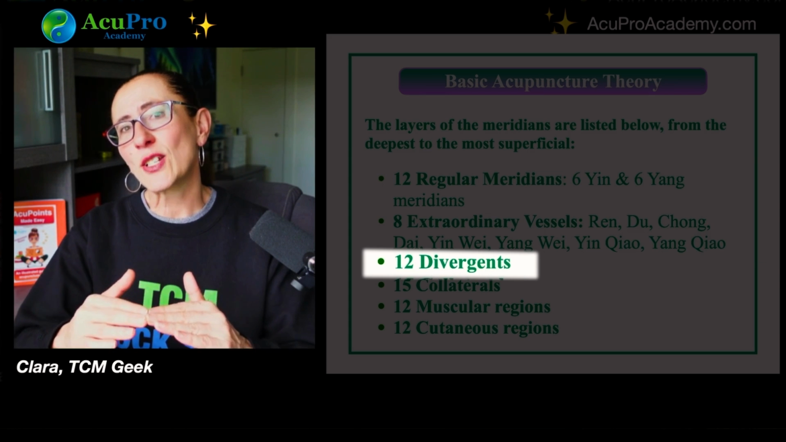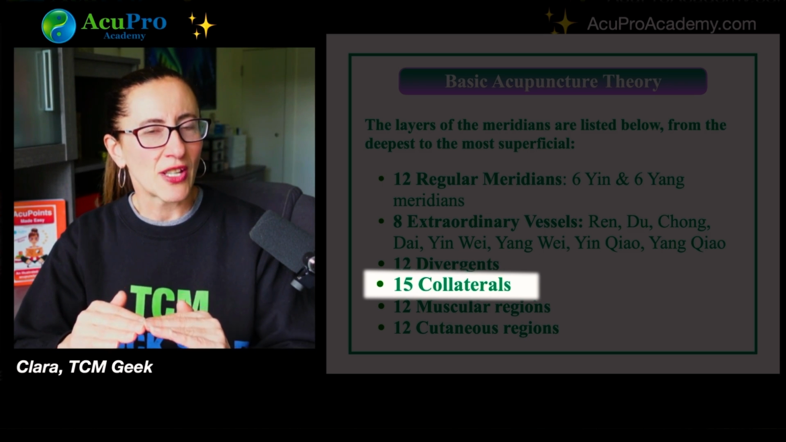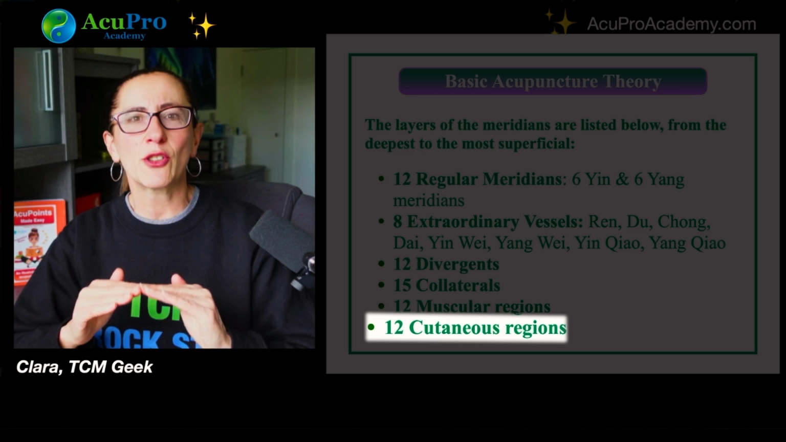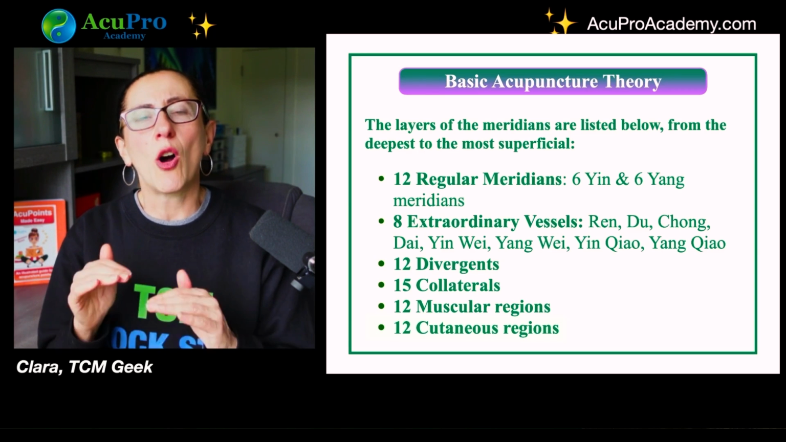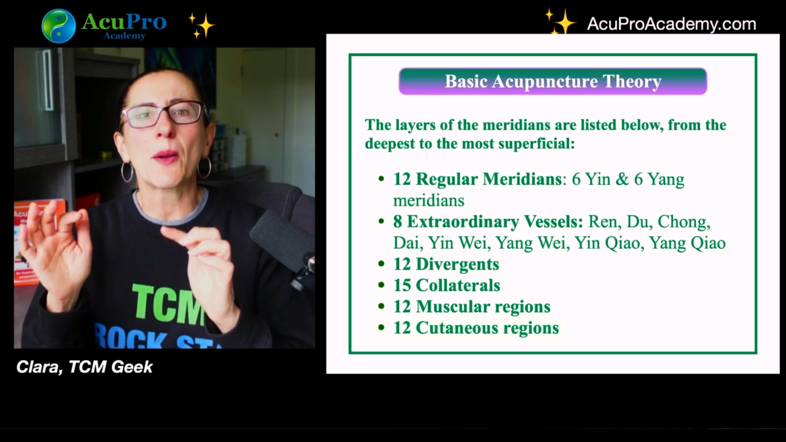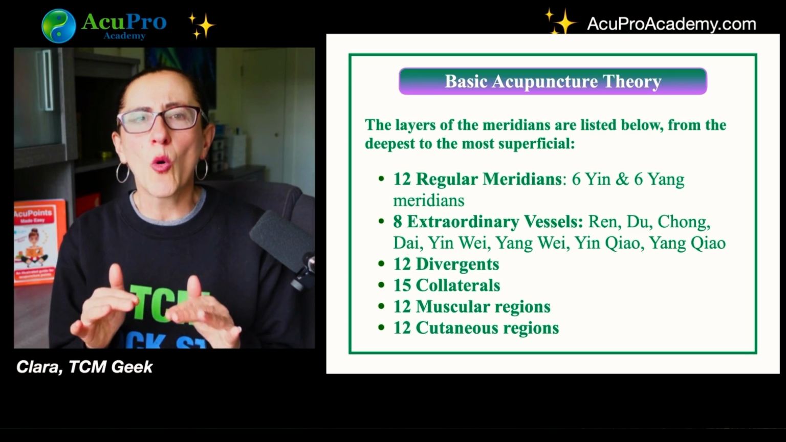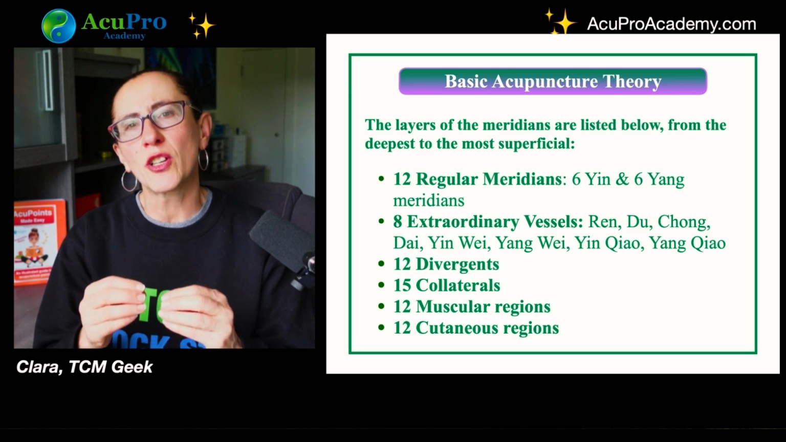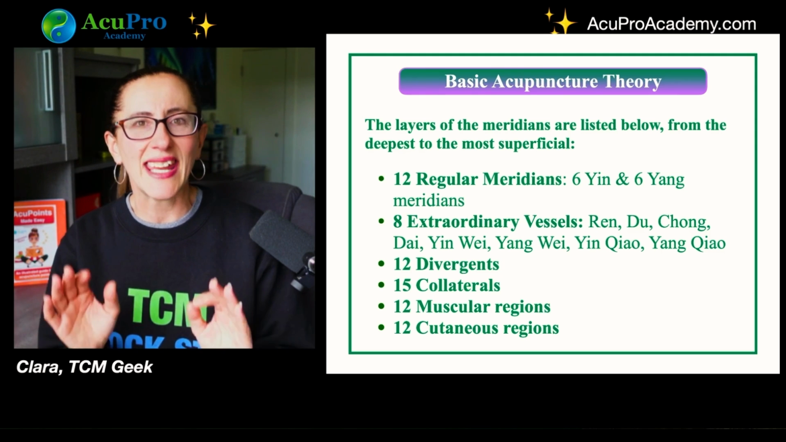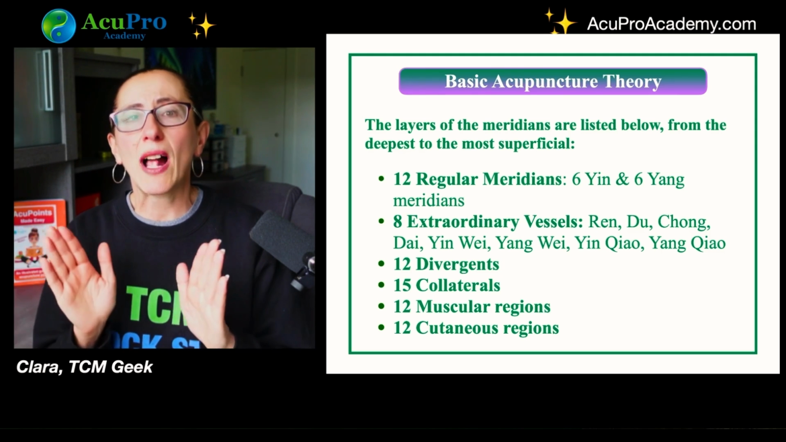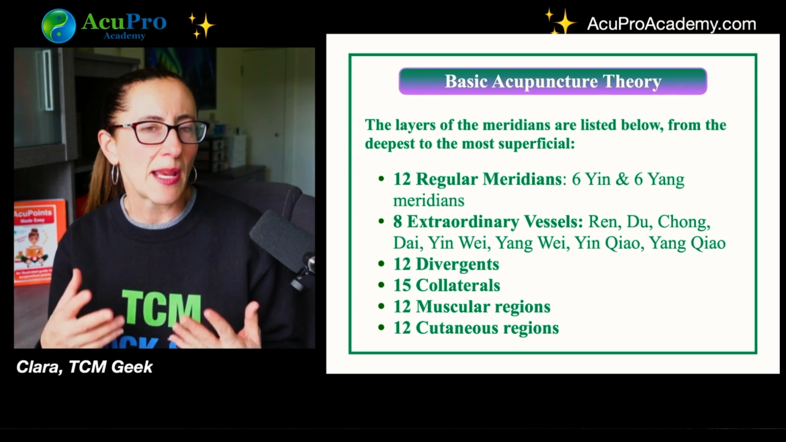Then the next one is looking at the 12 divergences, the 15 collaterals, the 12 muscular regions, and the 12 dermatomes. I have a whole video explaining all the meridian layers, and I'll link it below so you can access it and watch it more in depth. Today I'm just going to go over them very quickly because I want to really focus on the 12 main meridians. The 12 main meridians' main function is to carry qi and blood, while for the vessels, it's to carry essence. So it really connects them with TCM kidneys, right?